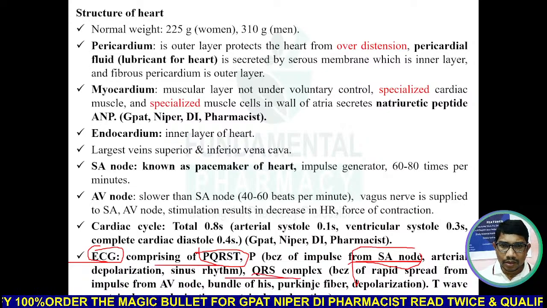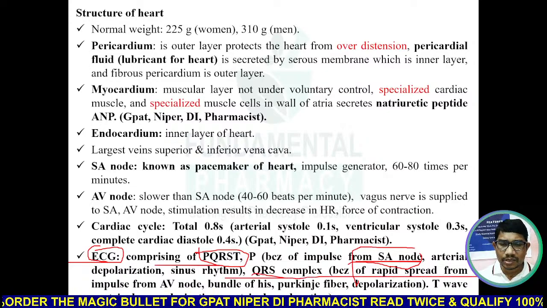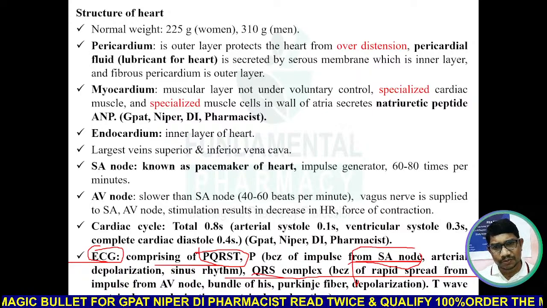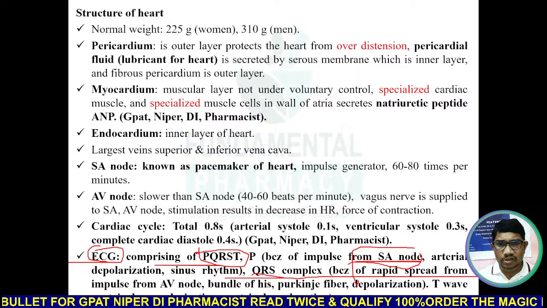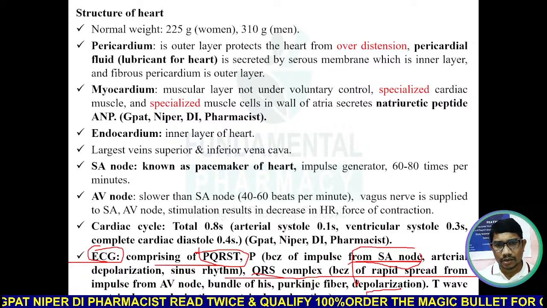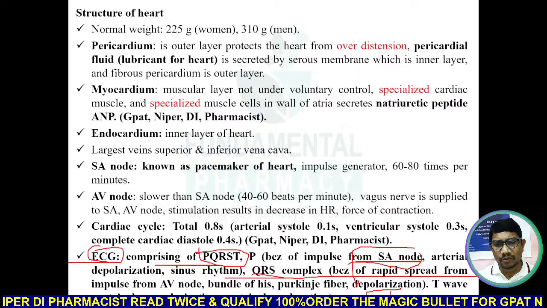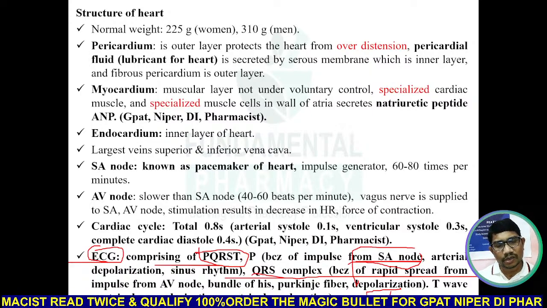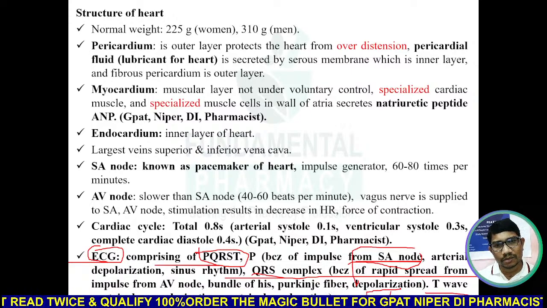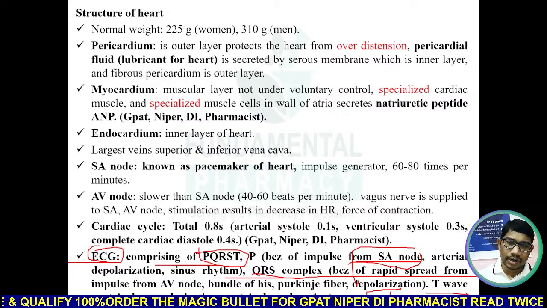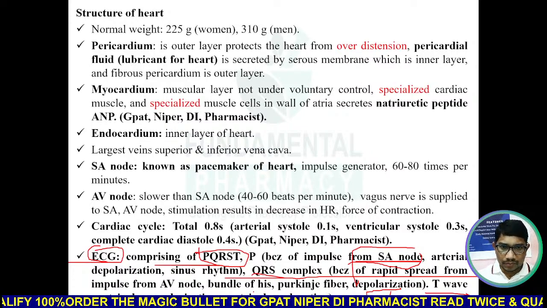is nothing but due to rapid spread of this impulse to the AV node, bundle of His, Purkinje fibers, that causes depolarization of your ventricles. It is a ventricular contraction. So पहला है P wave, atrial contraction, QRS wave, ventricular contraction, and T wave is nothing but the ventricular repolarization or ventricular relaxation. है ना?